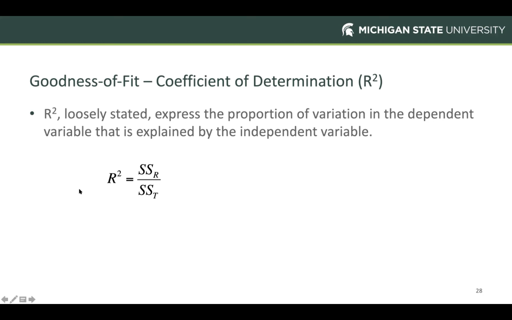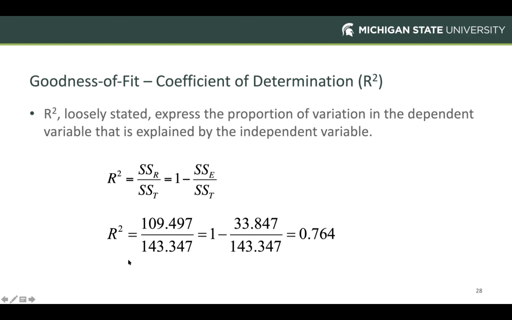An alternate way of calculating R-squared using the same ANOVA relationship we'd introduced previously is simply 1 minus our error sum of squares, which is just the variability of those points around the best fit line, divided by our total sum of squares, okay? In our specific case for this data set, our regression sum of squares was roughly 109.5 divided by 143.3, or 1 minus 33.8 over that same denominator. And so in this case, we have an R-squared of 0.764.